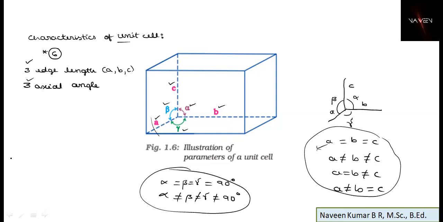Like this, there are seven crystal systems, which we'll continue when we look in detail in our next class. So you just focus on the present class. What is a crystal lattice? What is a unit cell? What are the characteristic features of that? And what are the types of unit cell? The detailed classification we'll learn later in the next class. Hope this is clear. Each unit cell is characterized by six parameters: three edge lengths and three axial angles.